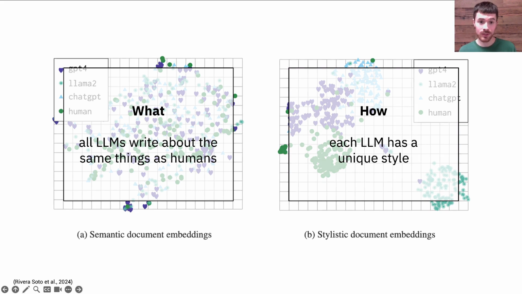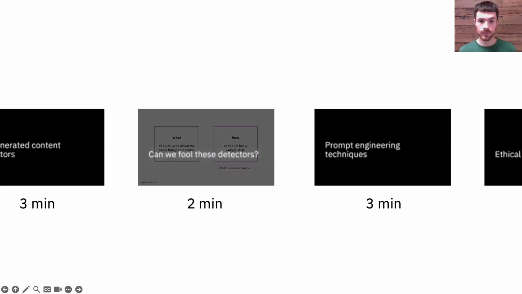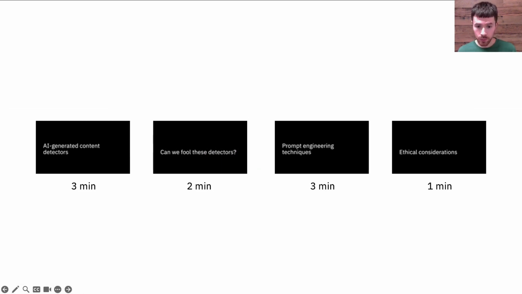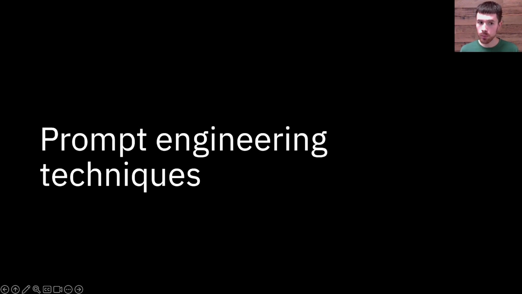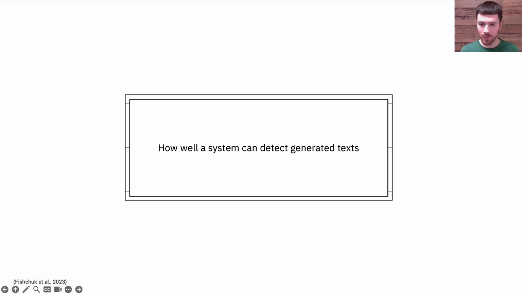Which, in other words, just means that what needs to be targeted here is the style of the LLM. That's the key idea, the key message. What needs to be targeted is the style of the text, not necessarily the ideas in the text. So, yes, we can fool the detectors if we somehow change this style, but can we do that with prompt engineering? Well, that's when we get some very interesting insights, I'll tell you.